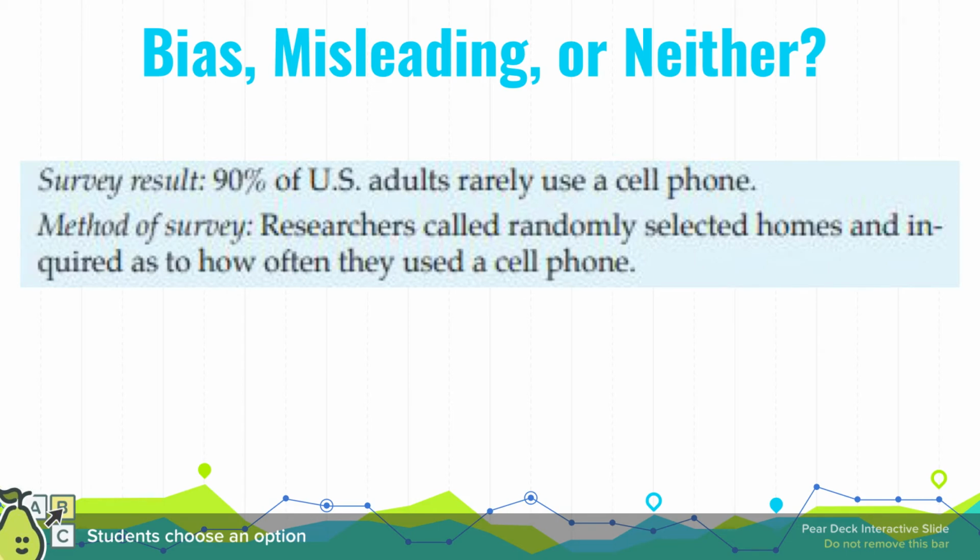Okay, in this next example, the survey result was that 90% of U.S. adults rarely use a cell phone. Our method of survey was that researchers called randomly selected homes and inquired as to how often they used a cell phone. This would be considered undercoverage bias again, since many people who rely on cell phones do not have home phones and would have been excluded from this survey.